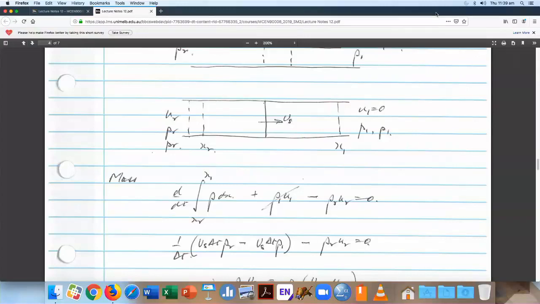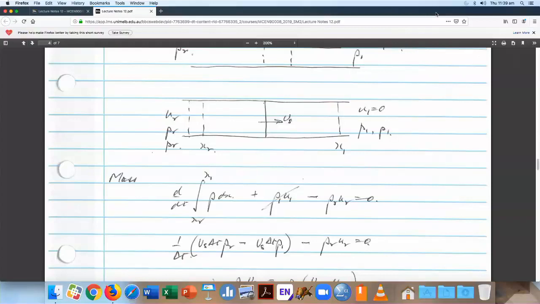Why? Because the normal is out and the velocity is in, so u dot n is minus 1. So that's minus ρ2 u2 is the flux of mass across this boundary, and that must be equal to 0.